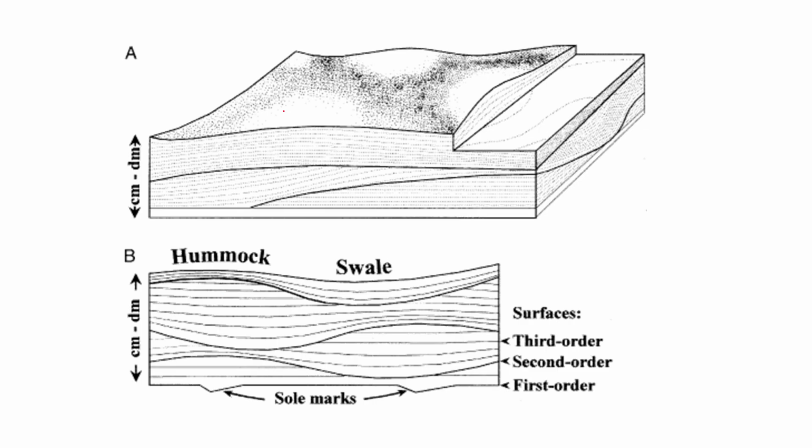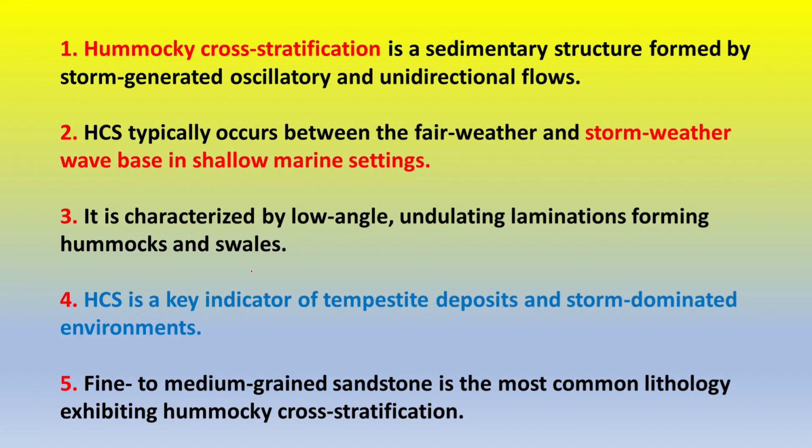Okay, this is the picture of hummocky cross stratification. Here the elevated parts are hummocks and the swales are the depressed parts. Okay, and in hummocky cross stratification, in the bottom of the bed, sole marks are also present. Let's talk about hummocky cross stratification in detail. So it is a sedimentary structure which is very storm dominated. Okay, and unidirectional flow is also present.